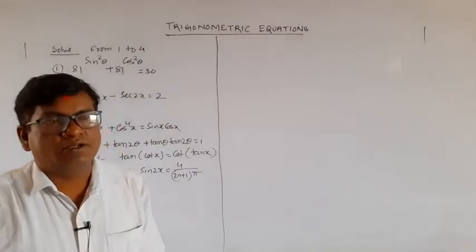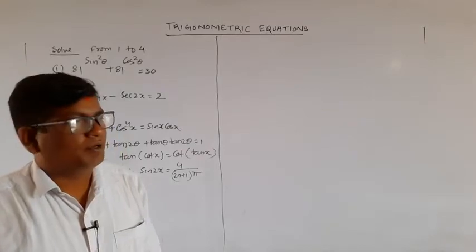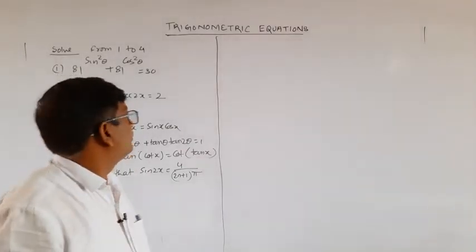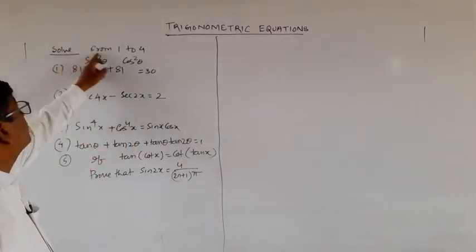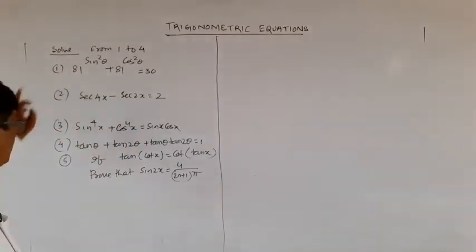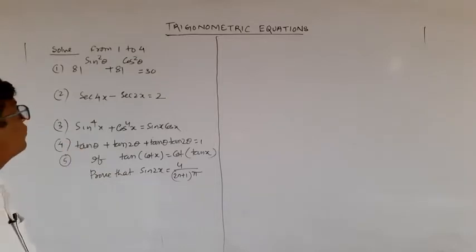Dear students, in last class we discussed the problems of trigonometric equations from the material. Today we are going to discuss some more problems from material and textbook. Now the question is: solve from question number 1 to 4, and question number 5 is: prove that.